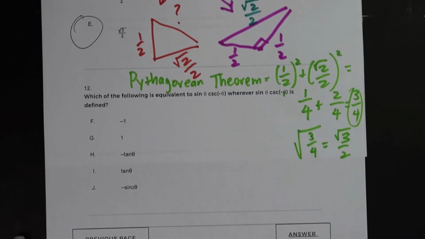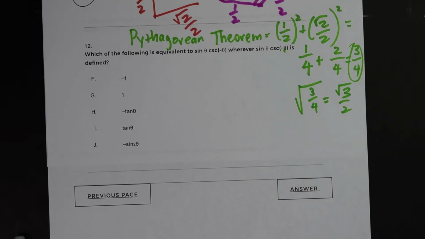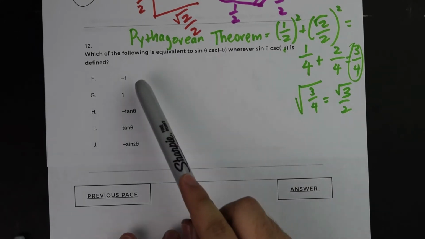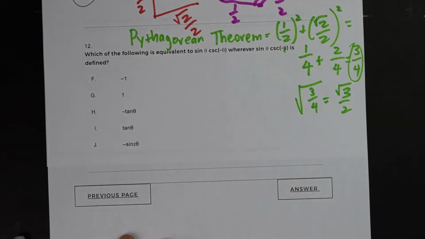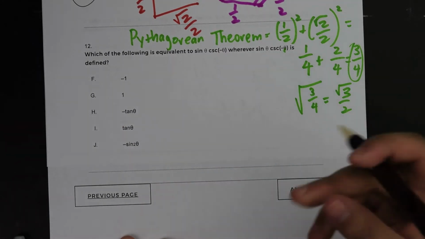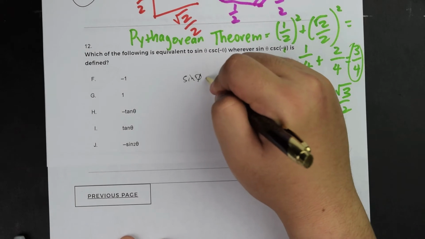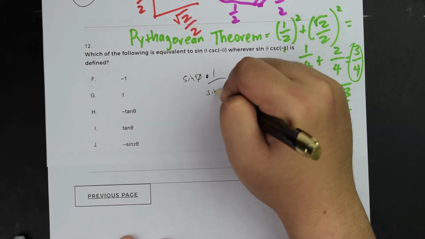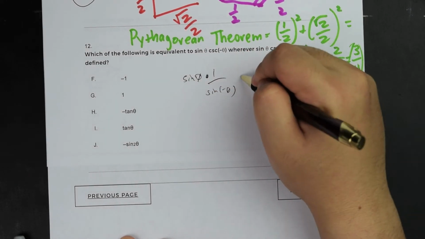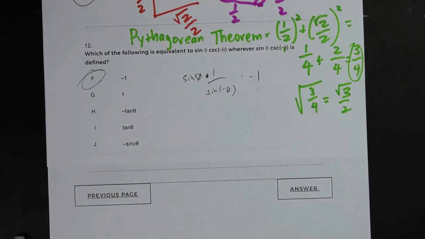Now to continue on to the very last question for the whole ACT exam. Okay, so for number 12, which is equal to sine, negative sine, whatever it is defined. Okay, it's going to be sine theta times 1 over sine negative theta, which is negative sine, so negative 1. Okay, so for number 12, my final answer is going to be F.